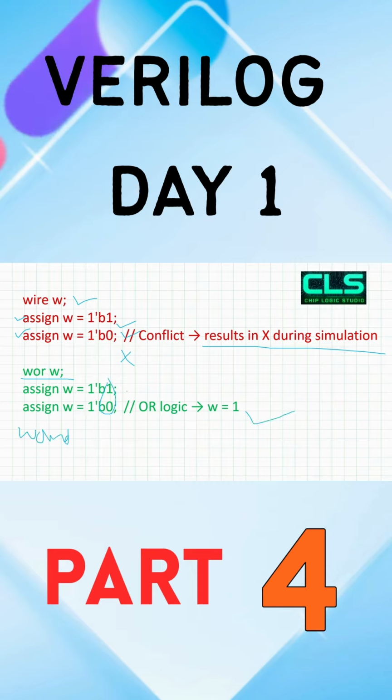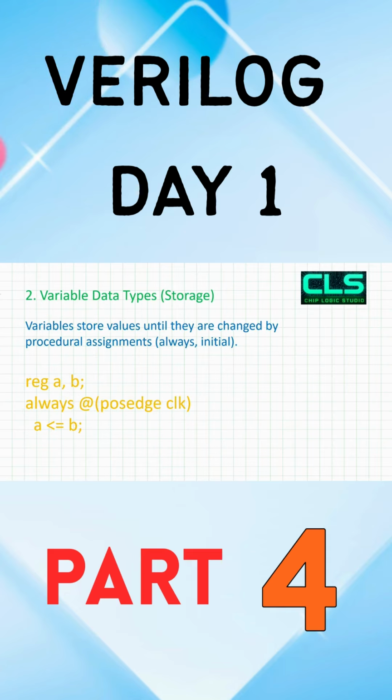And similarly, wire AND will give the ANDing value. So if wire AND was used here, the value will be 0. So these are some data types and their uses. Next is our variable type data type. So variable will store the data.